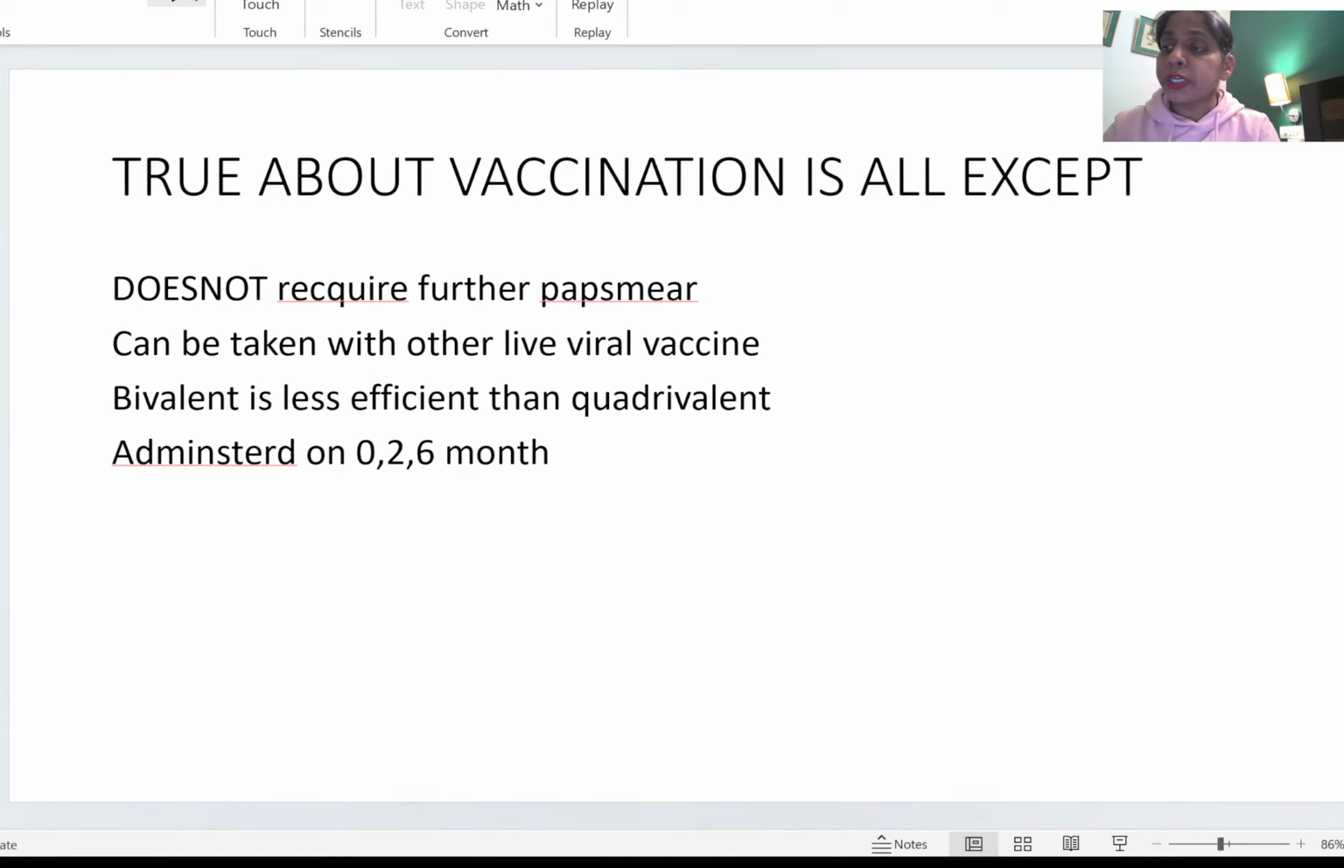Now this is a question. True about vaccination is all except: after vaccination one does not require further pap smear; can be taken with other live viral vaccines; bivalent is less efficient than quadrivalent; administered on 0, 2 and 6 month. Okay, so the answer to this question is this: does not require.